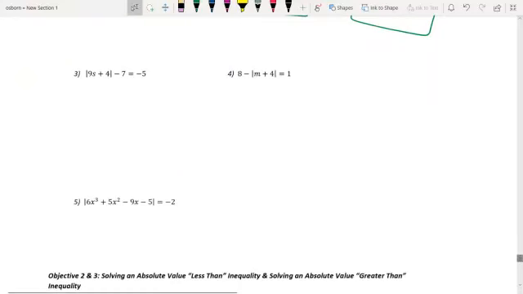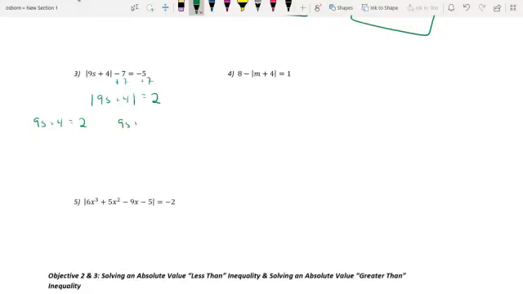Now for the next one, I don't have my absolute value isolated. So the first thing I need to do is add 7 to both sides so that my absolute value is isolated. That gives me the absolute value of 9s plus 4 is equal to 2. So now I've got my absolute value isolated, and it's set equal to a positive number. Now I can rewrite it as 9s plus 4 equals 2, and 9s plus 4 equals negative 2.